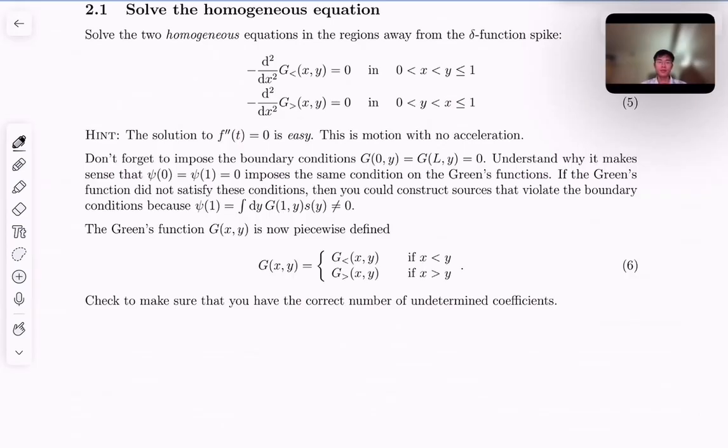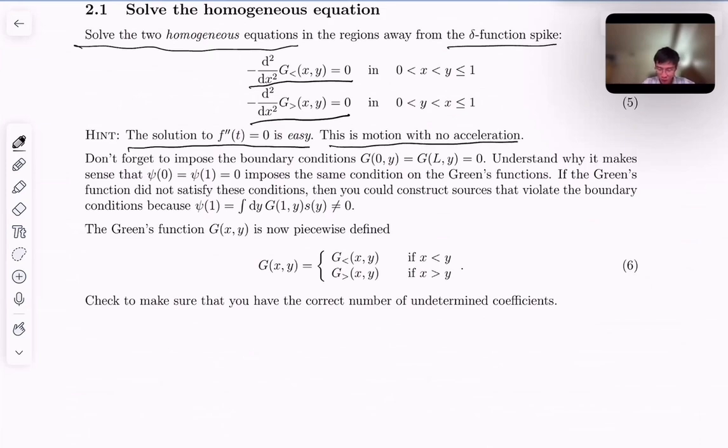Let's first see section 2.1 and solve the homogeneous equation. Solve the two homogeneous equations in the regions away from the delta function spike. We know this is a second derivative equation, and the solution is easy. This is motion with no acceleration.